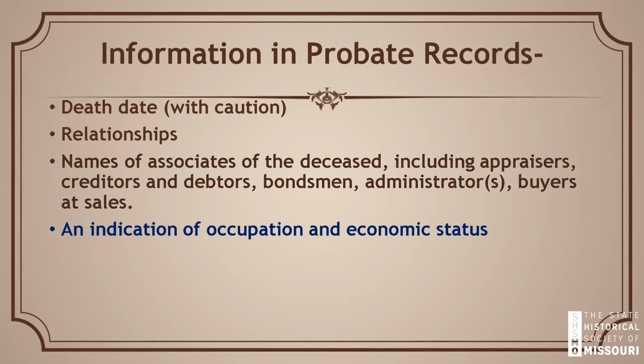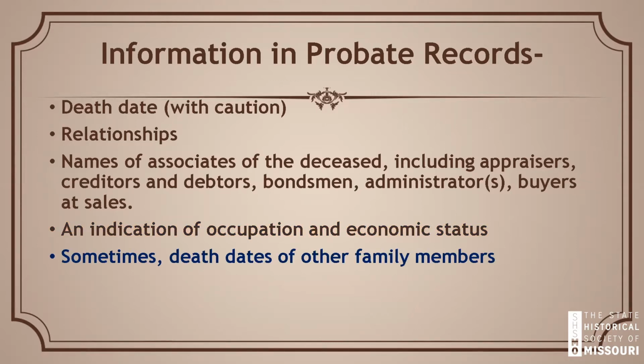An indication of occupation and economic status. I actually did this with an ancestor of mine for the Southern Museum of Historic Decorative Arts. They were asking me if this ancestor had perhaps been a furniture maker. If I looked at his probate, I found that among his property was a lot of fine carpentry tools. So yes, indeed, he was a furniture maker. Sometimes death dates of other family members, if they're there at the initiation of probate and then they drop out later, usually that's a pretty strong indication that they actually passed away. And you at least get a date range.